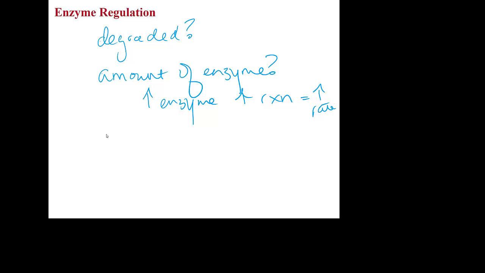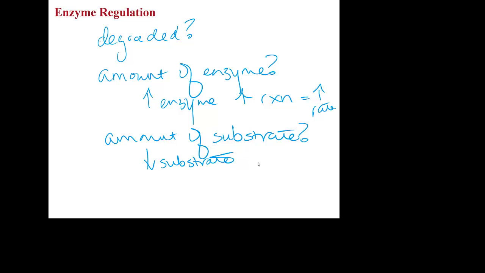What about if you have a different amount of substrate? Maybe you have the perfect amount of enzyme, but your substrate is very low. So if your substrate levels go down, what's going to happen to your reaction rate? Think about it like hide and seek. If you're an enzyme trying to find a substrate and there are very few substrates, they're going to be harder to find, right? The reaction rate goes down.